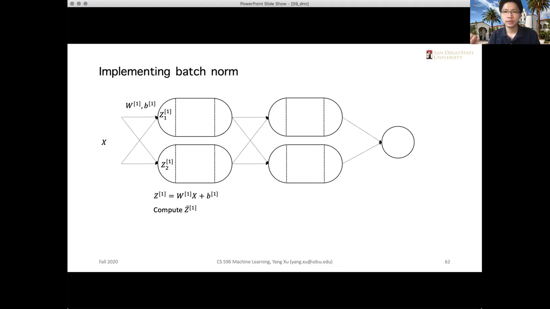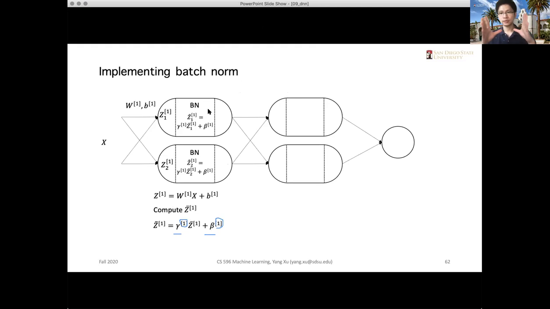And after Z bar is computed, we'll need to compute Z tilde by using some additional parameters, gamma and beta. Okay, so this gamma and beta are associated with the current layer. So I give them the one as superscripts. They are just like the W and B's. They belong to this layer. Okay, and they are also vectors. So these particular gamma and beta for that layer are used to compute the Z tilde. Okay, so that's what happens in the middle of the neuron.